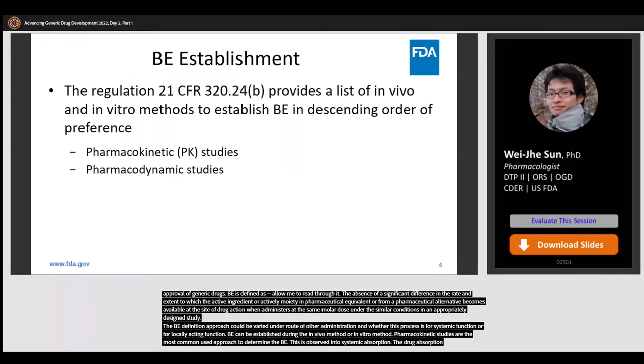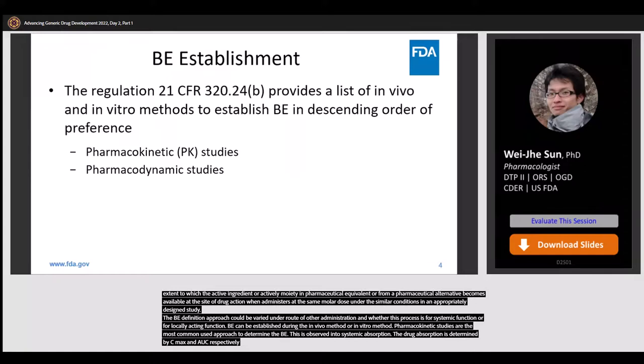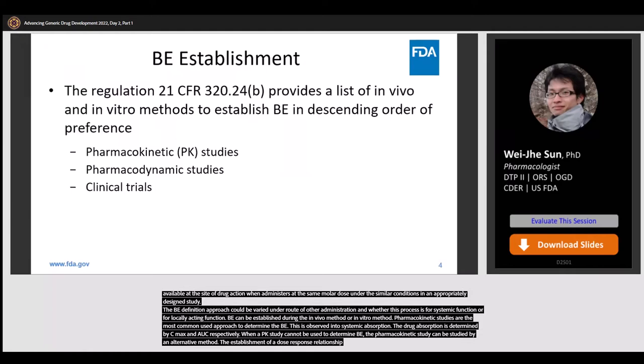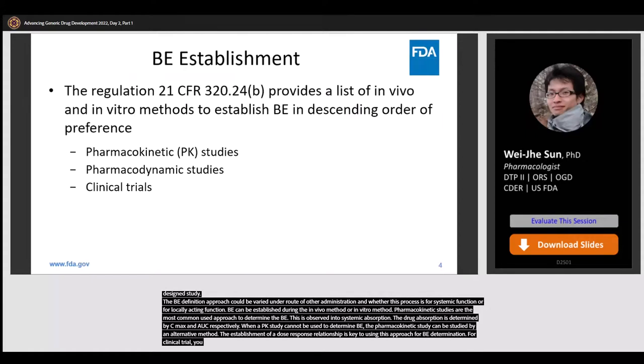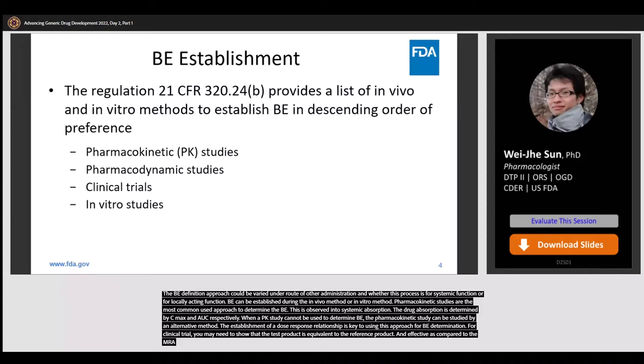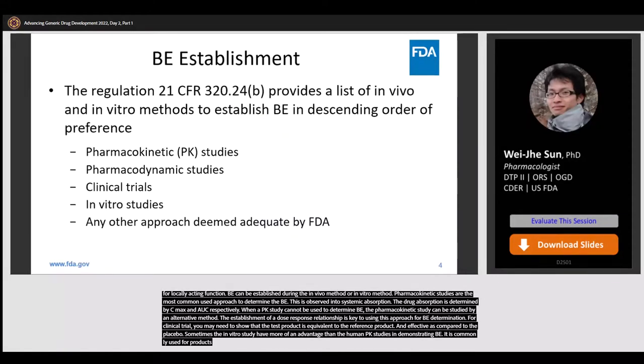When a PK study cannot be used to determine BE, a pharmacodynamic study can be selected as an alternative method. Establishment of a dose-response relationship is key to use this approach for BE determination. For a clinical trial, it may need to show that the test product is equivalent to the reference product and effective as compared to the placebo. Sometimes in vitro studies have more advantage than human PK studies in demonstrating BE. It is commonly used for complex drug products, including the locally acting GI drugs. Applicants can also propose their own BE demonstration approach and then discuss with the agency.